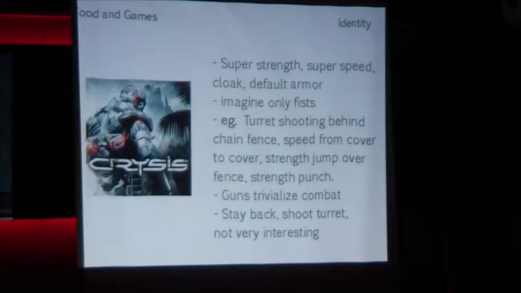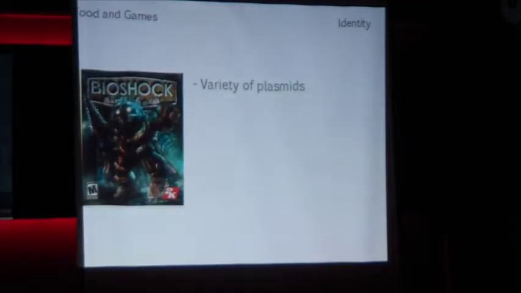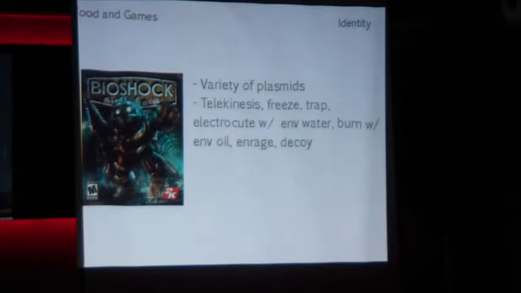For this next game, I'm sorry if I offend any of you, but it is Bioshock. I like Bioshock too, so don't think I'm hating on Bioshock, but Bioshock has a variety of plasmids, and plasmids work like spells in Skyrim, where each has a unique ability. So let's look at the plasmids. You have telekinesis, which you can use to pick up objects and throw at people. You can freeze people in place. You can place a trap on the ground so when enemies step on it, it springs them up into the sky. You can electrocute people with bonus damage from the environment, from water. You can burn people with bonus damage from oil. You can enrage enemies so they attack other enemies, and you can place a decoy so you're not attacked yourself.